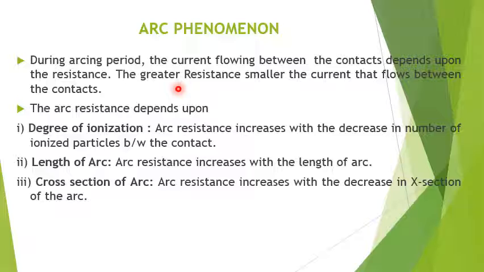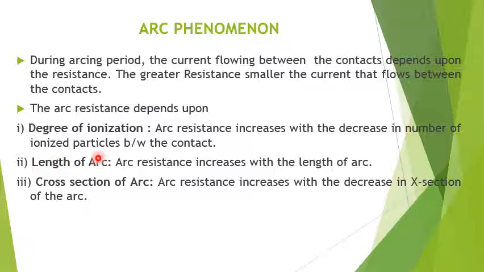So great, if you increase the arc resistance path, then the current flowing between the contacts will be less. The greater the resistance, the smaller the current that flows between the contacts. Now, the arc resistance is going to depend upon three phenomena. First, the degree of ionization. If the arc resistance is increased with the decrease in the number of ionized particles between the contacts, then the arc can be quenched.